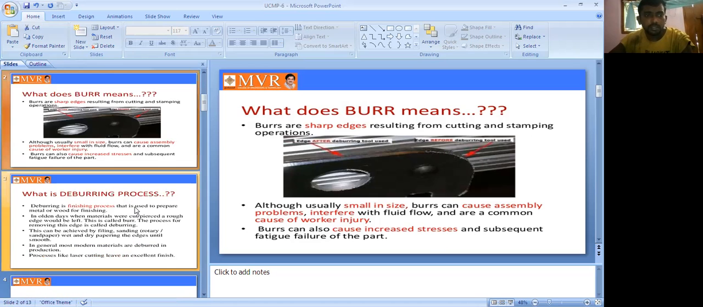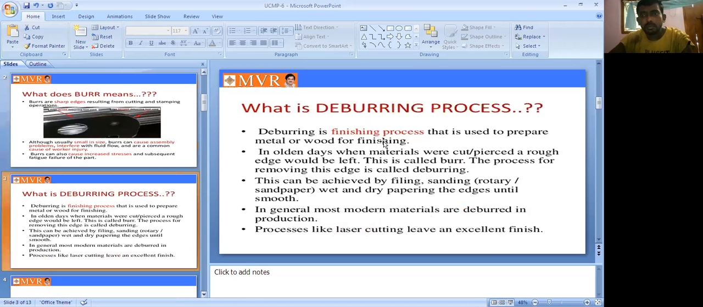Next, let us see what the deburring process is. Burr, that is the definition. What is deburring? Deburring is a finishing process used to prepare metal or wood for finishing operations. This is the definition of deburring. Deburring is one of the finishing operations, used to prepare metal or wood for finishing.